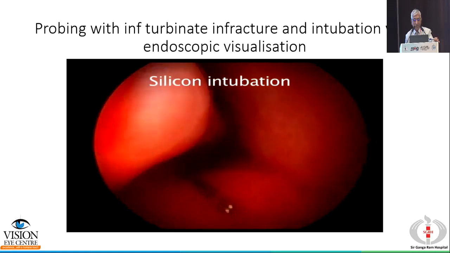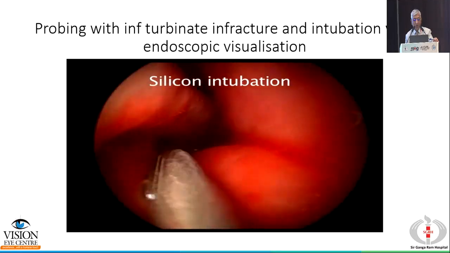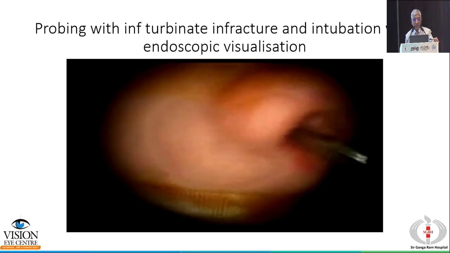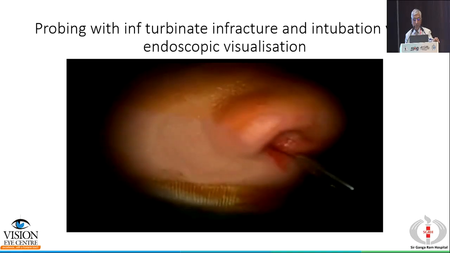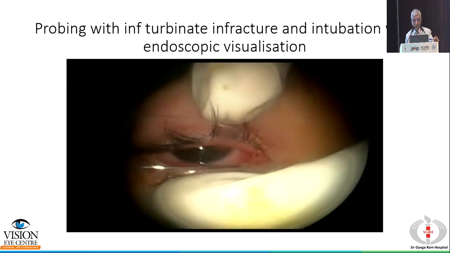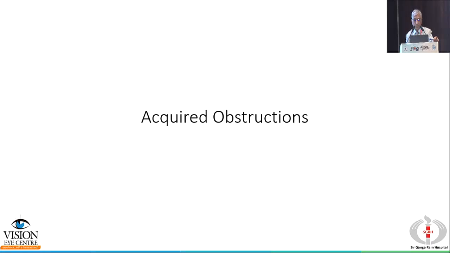And once we have created an artificial opening, it is important to retain a stent in position, because otherwise it would fibrose. So silicone intubation is carried out, which is also much easier under direct visualization of endoscopy.